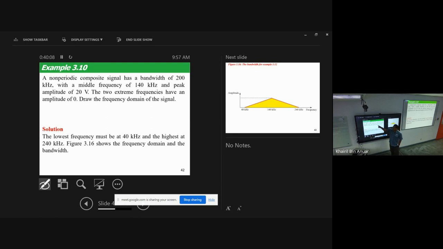Right, so try this. Can you draw a non-periodic composite signal? Highlight what things you need to do. A non-periodic signal, bandwidth of 200 kilohertz, median frequency is 140 kilohertz, and the peak amplitude is 20. The two extreme frequencies have an amplitude of zero. Draw the frequency domain. Can you try that, without looking at the other slide? Which slide is it? Continue that non-periodic signal.